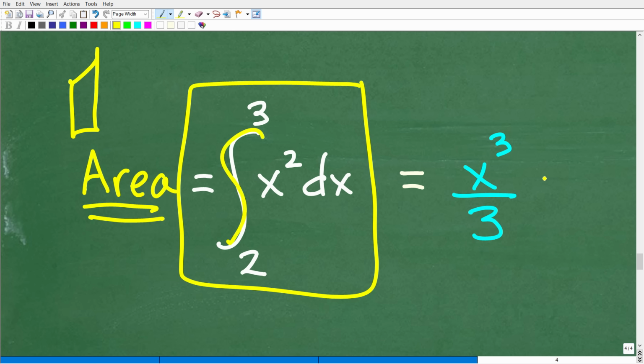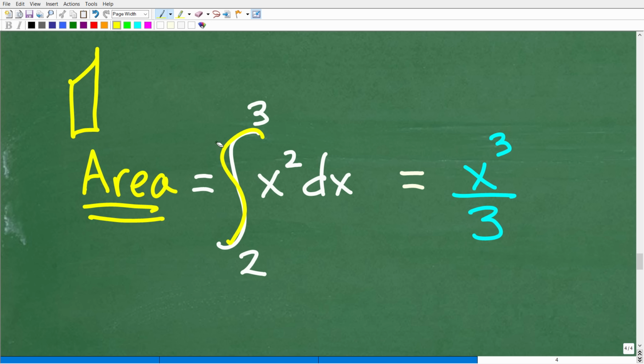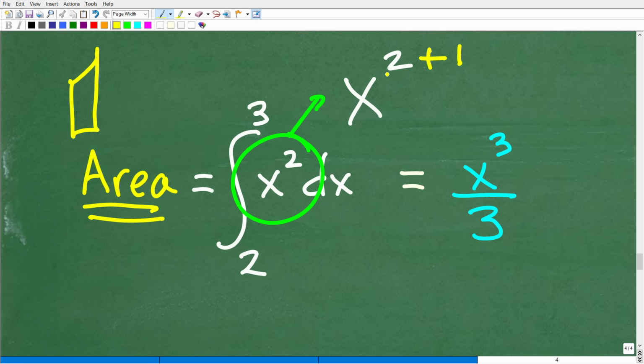I have the answer right here. It's x cubed over 3. Now let's talk about how we do this. Let's focus in on this x squared. There's a rule, and there's actually a lot of rules in calculus. They're not that difficult to follow. It's just a bunch of rules you need to learn. In this particular situation, the rule says just add 1 to the exponent.